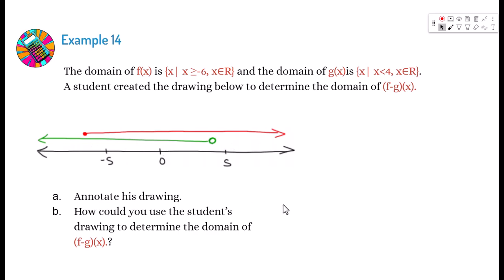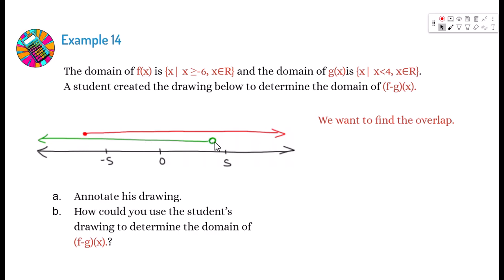Perfect. We got that. So then it's saying, how could the student use the drawing to determine the domain of f minus g of x? Well, we want to find the overlap of these two domains. On this end, because of that solid dot and that green is under it, we can say the minimum value on the domain is going to be -6.